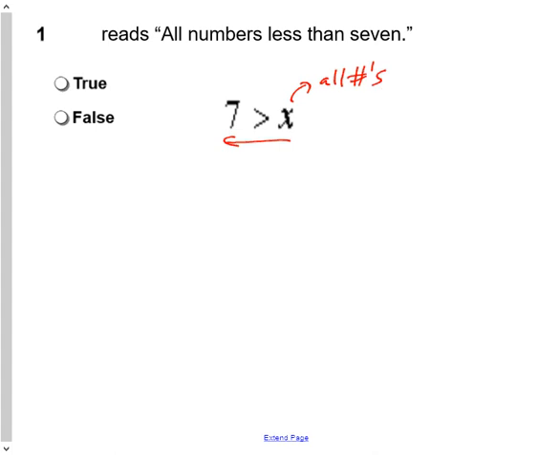And then when I read all numbers, this inequality symbol is not consuming or eating, as we normally think of it as being a Pac-Man, eating what I said. So when I said all numbers, the inequality sign is not eating all numbers, so therefore I read it as all numbers less than 7. And all numbers less than 7 is what it says, so therefore that inequality is true. That's exactly what it says.